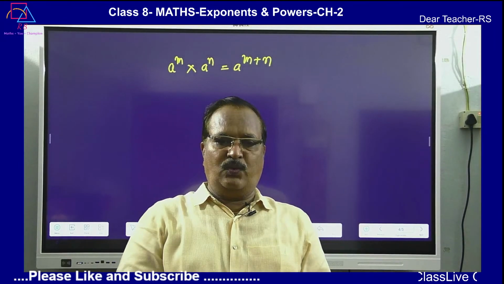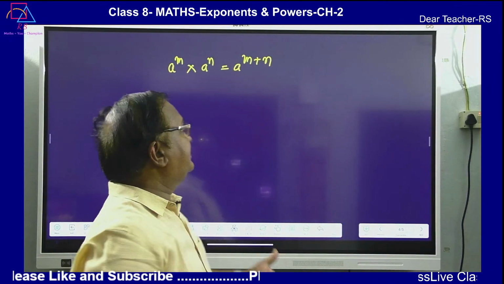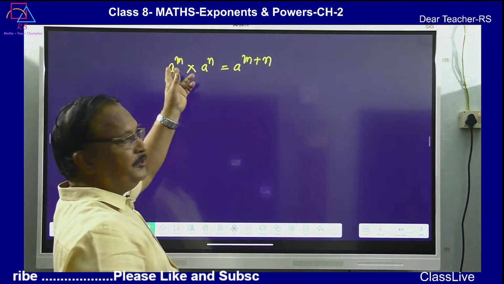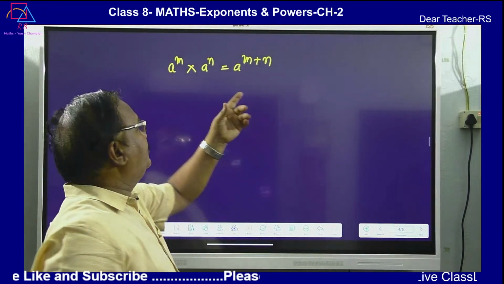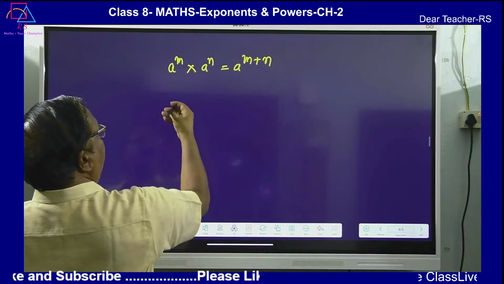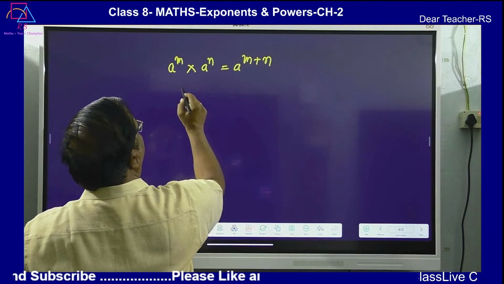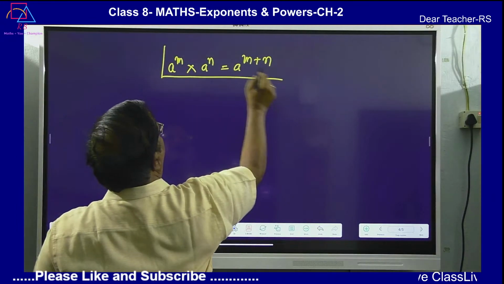If bases are equal, you can add the powers. Bases are equal, powers will be added. So a to the power of m into a to the power of n is equal to a to the power of m plus n. So this is the formula.